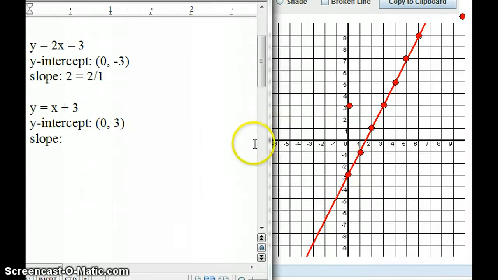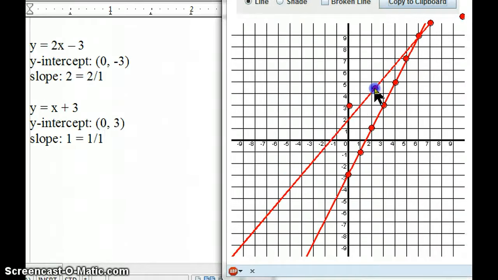Next, I have to use the slope to get another point. Here the slope is just 1. There's no coefficient of x, but when I have just x, it's implied that there's 1x. So the slope is going to be 1, and I could give that as up 1, right 1. So I could go up 1, right 1 to get to the next point, and keep going. And then the last point looks like it's going to be right up there.